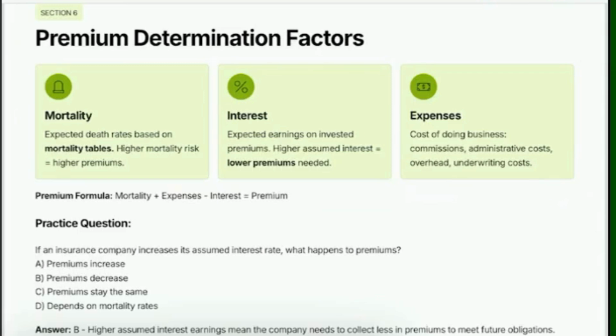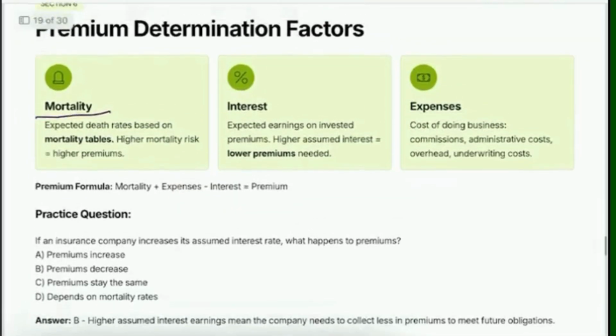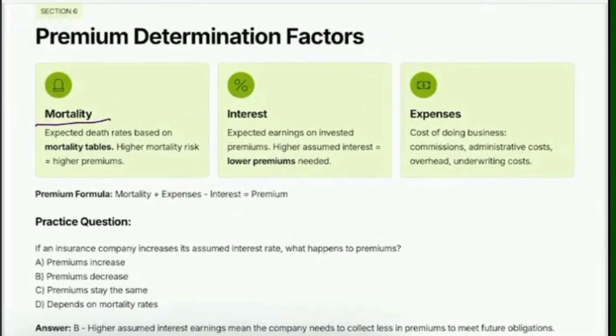They're going to look at mortality, expected death rates based on mortality tables. Higher mortality risk equals higher premiums. Now, obviously, accidents happen, freak things can happen. We never know if tomorrow is guaranteed, right? But they have statistics and mortality tables in place based on all of the deaths within the last X amount of time, how old people were, and how long the average life expectancy is for a woman versus a man, things like that. And that's where they come up with these mortality tables, these rates.